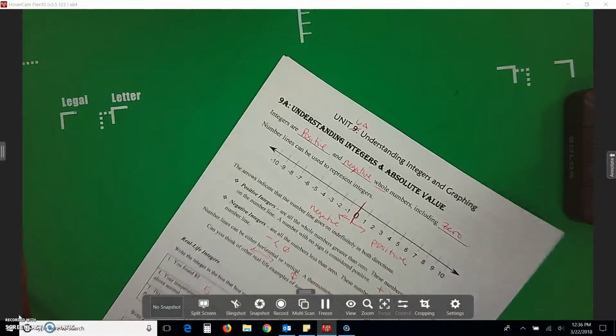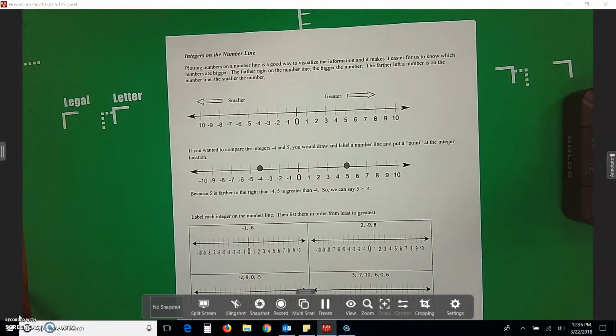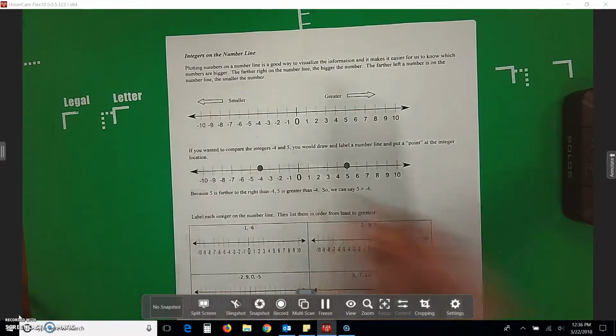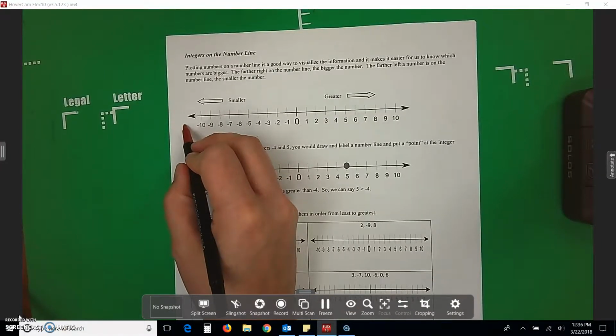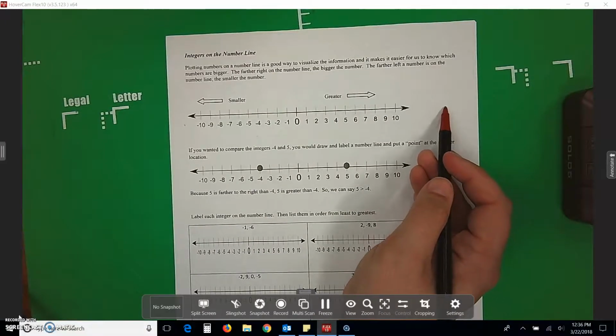We're going to go on to the back side of the first page for the integers on the number line. So looking over these, it says plotting numbers is a good way to visualize. So this is where we're actually going to take our dots and we're going to put them on here. So this is just an example number line. The further away from 0 you get going left, the smaller the number is. The further away from 0 on the right, the bigger the number is.